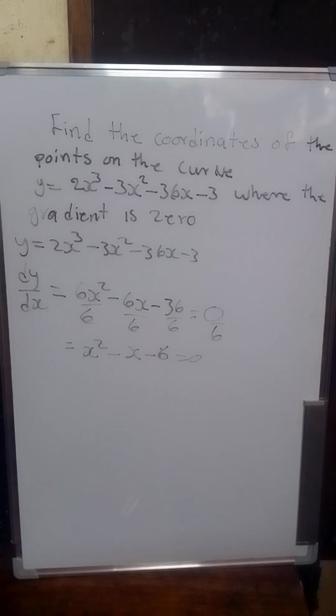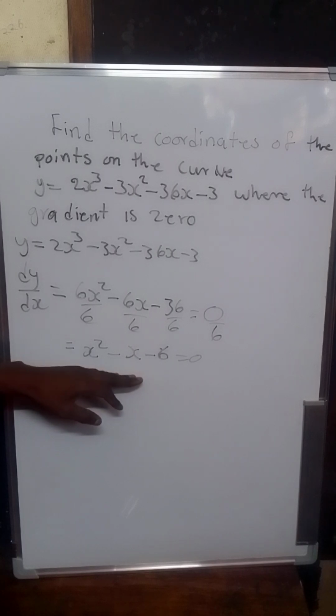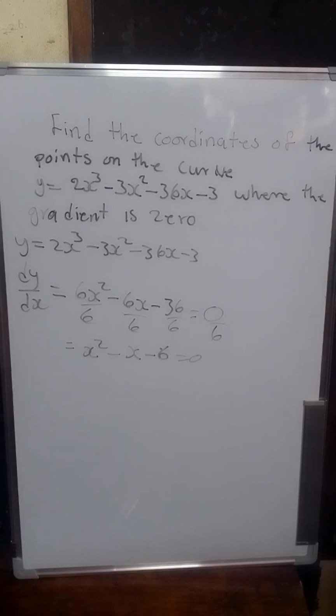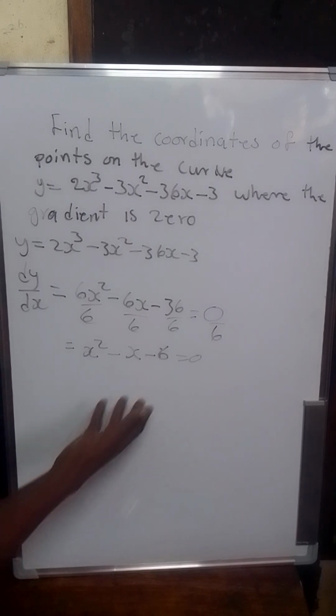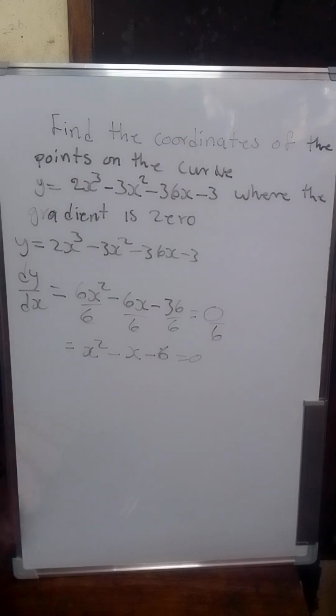quadratic function. So to find the x coordinates, or the two values of x, we can use three methods. We can use the factorization method, where we have the product and sum, or we can use the completing the square method, or we can use the quadratic formula. Okay, so in this case my choice is using the factorization method.